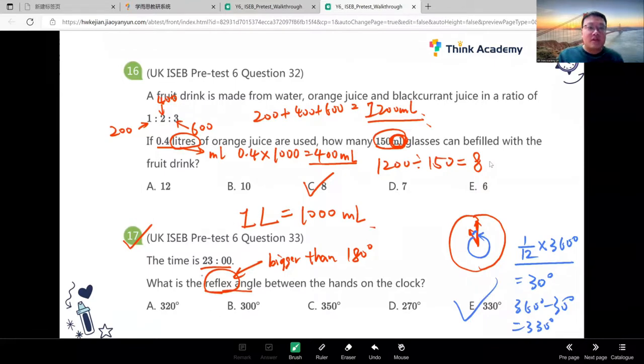So the thing for this question you have to know is what does that mean by reflex angle, okay? You know the acute angle, the obtuse angle, the right angle, the straight angle, the full turn, and now you know this reflex angle, which is between 180 and 360.